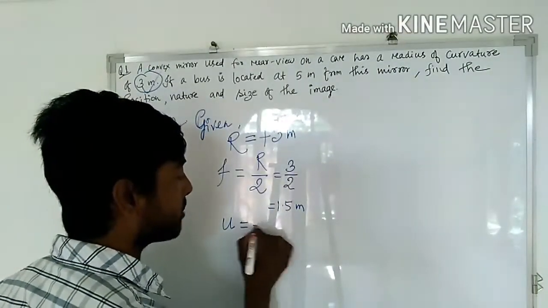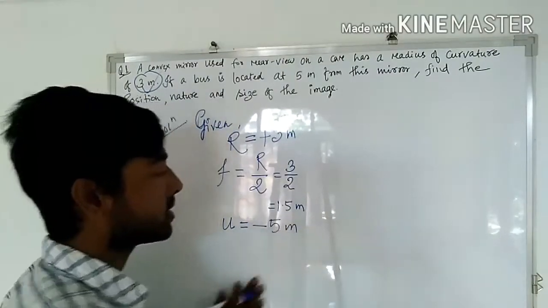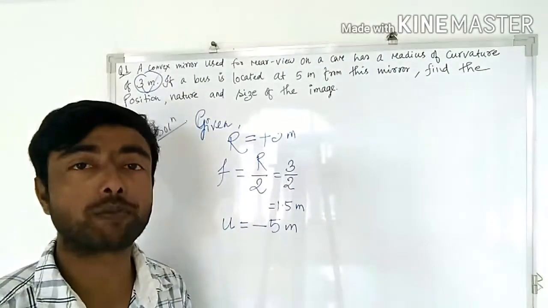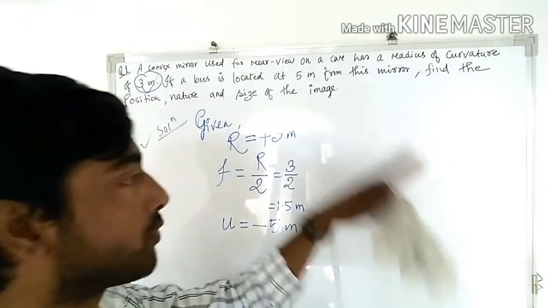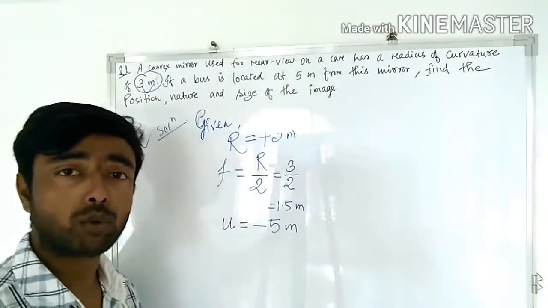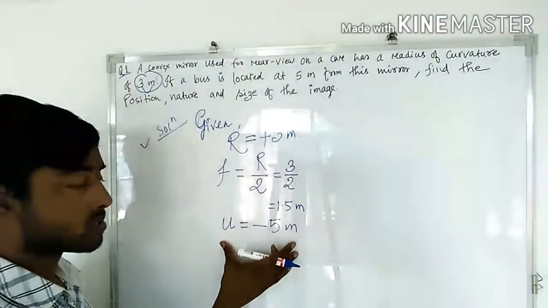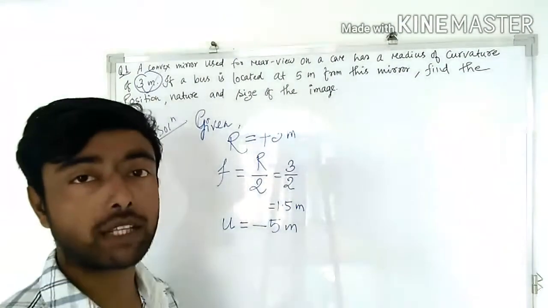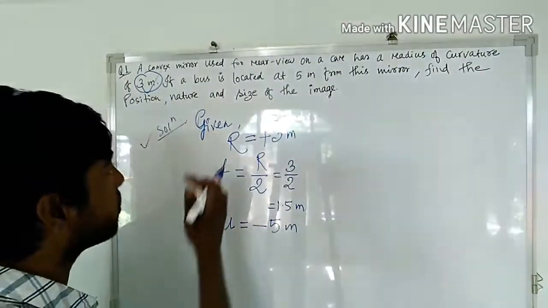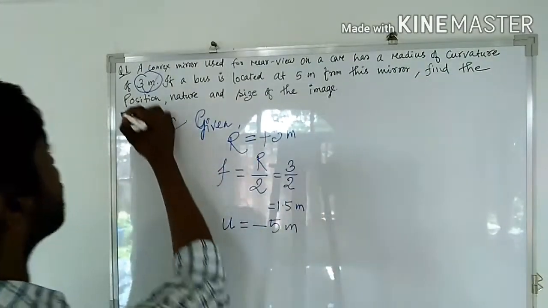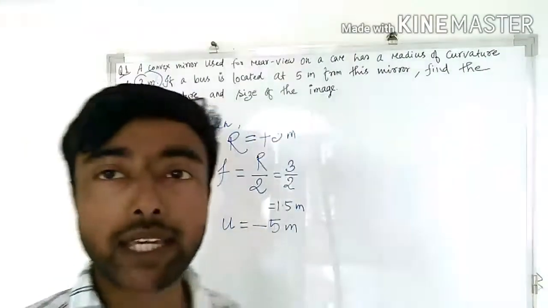But you need to write a minus. Why? Because this is the object, and objects are always placed in front of the mirror. In front means towards left. Towards left means negative. Clear? So object distance is always negative. Remember this. Now you need to calculate what? Find the position. Position means where the image will be.